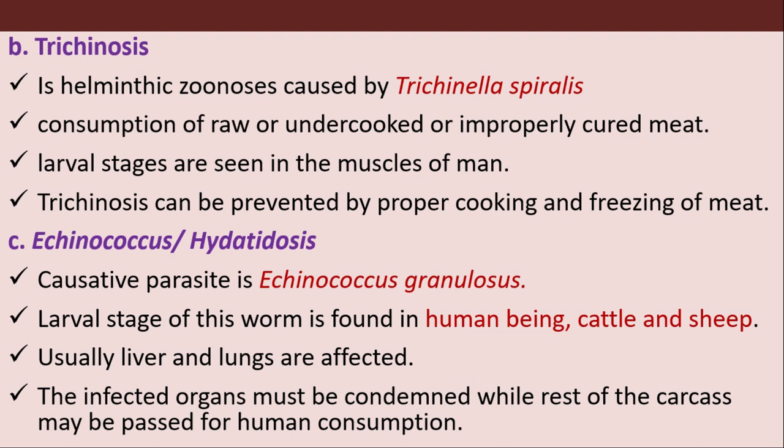Echinococcosis or hydatidosis. The causative parasite is Echinococcus granulosus. The larval stage of this worm is found in human beings, cattle and sheep. Usually the liver and lungs are most affected. The infected organs must be condemned, while the rest of the carcass may be passed for human consumption.